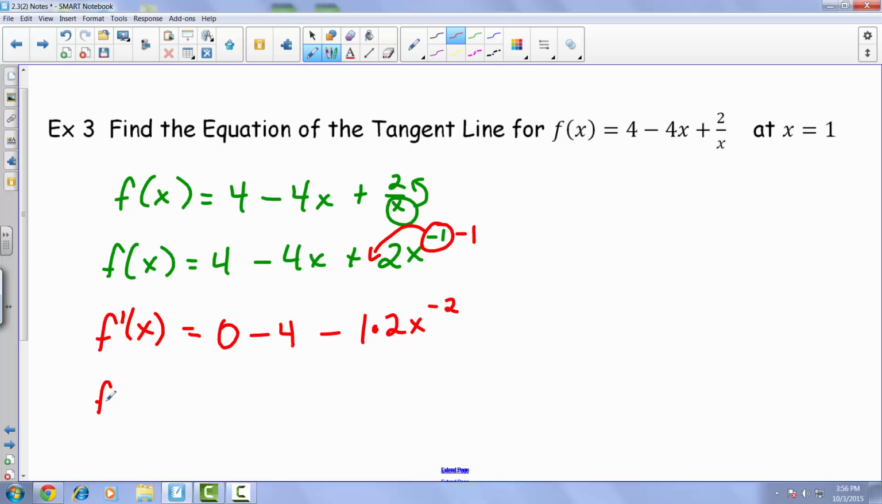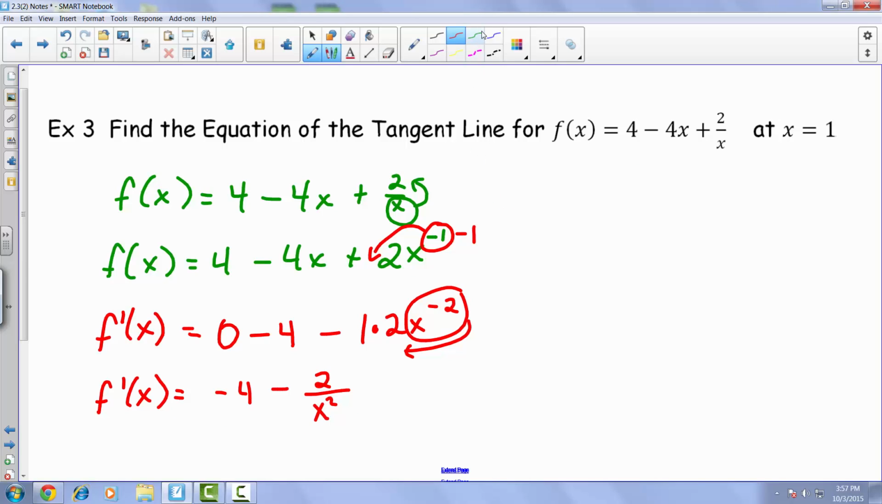Cleaning this up a little bit, we end up with f prime of x is equal to negative 4 minus 2 times x to the negative 2. And since we have this negative exponent for x, just like we did earlier, where we brought something up to the top and made the exponent negative, we're actually going to take this entire term and throw it on the bottom and make that exponent positive now. So then we would end up with x squared on the bottom. So here is our derivative of our original function.